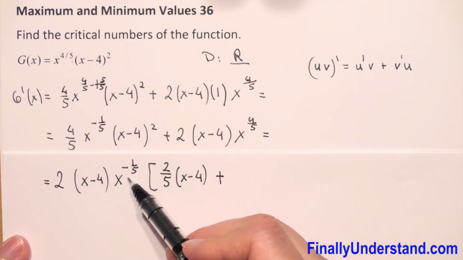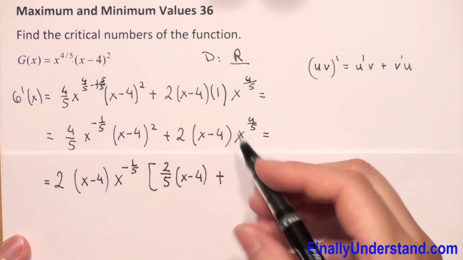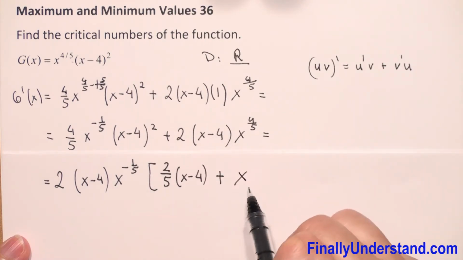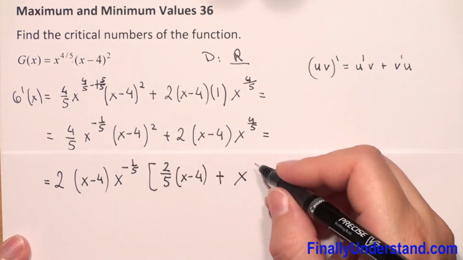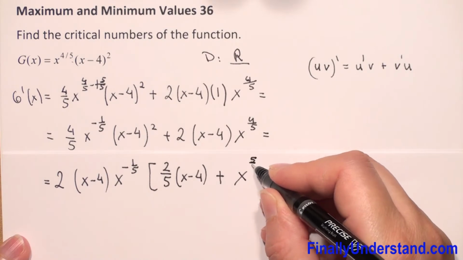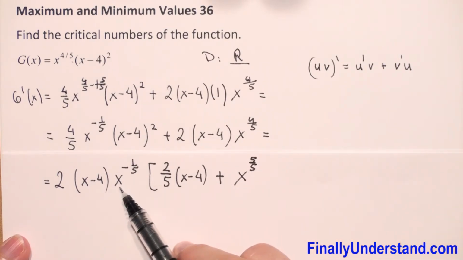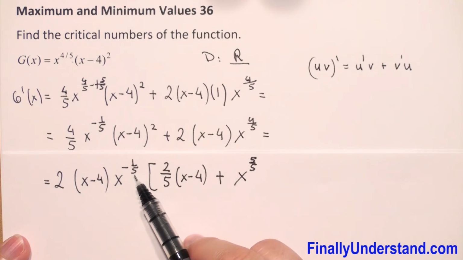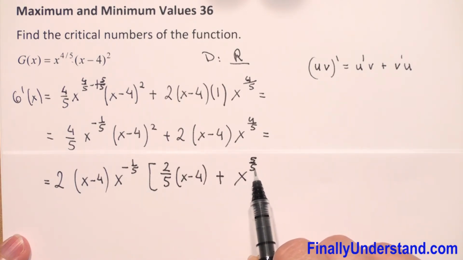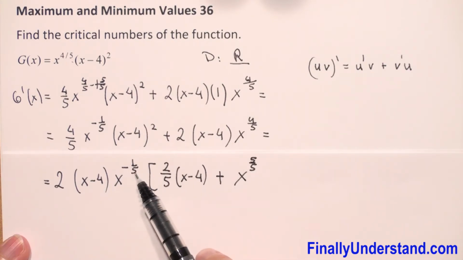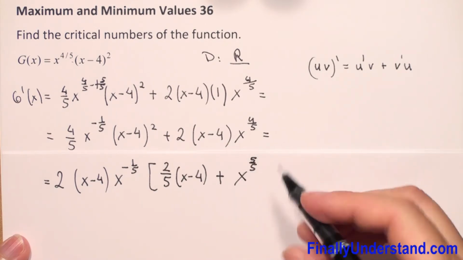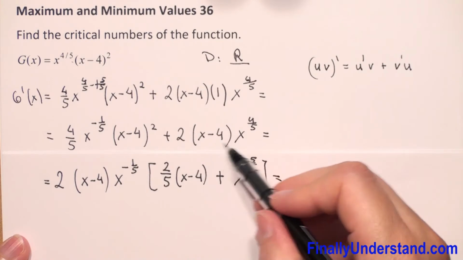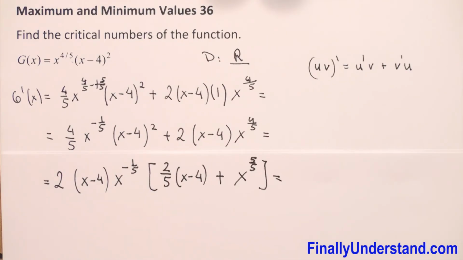We factorized x to the power negative 1 over 5, so what remains is x. When we do multiplication, we add the powers. So what we have here is 5 over 5, because when we do multiplication, x to the negative 1 over 5 times x to the 5 over 5, we just add the exponents, so it's negative 1 over 5 plus 5 over 5, which is 4 over 5. Exactly the same as what we had at the beginning. So we can rewrite this.